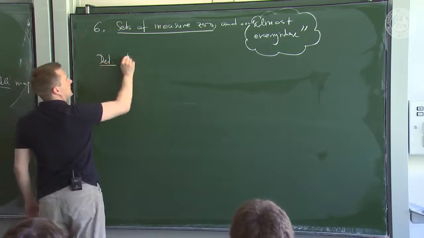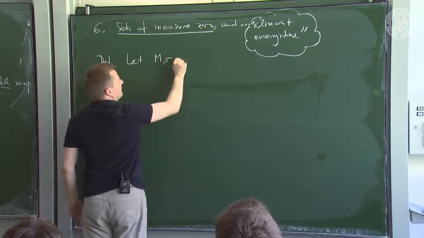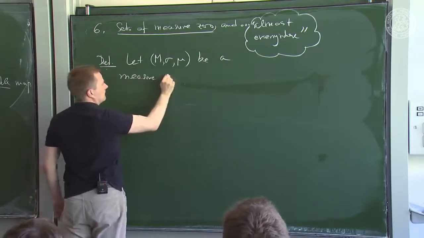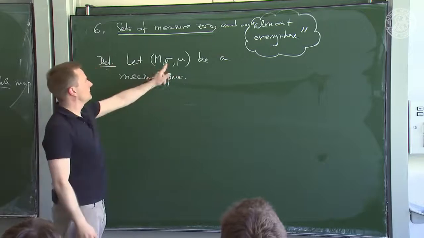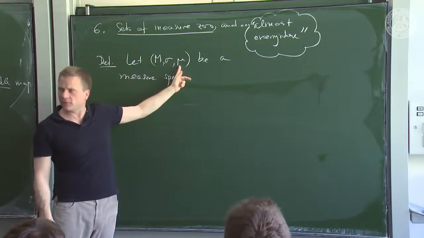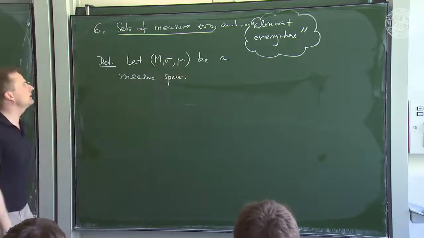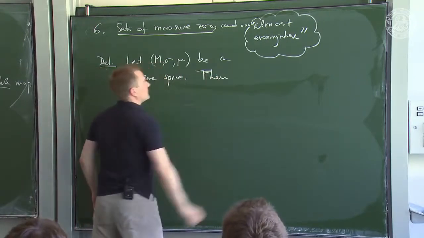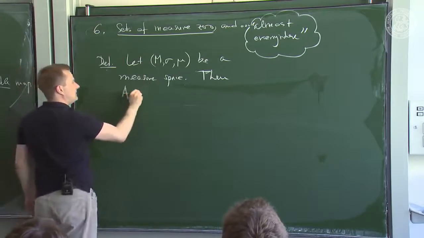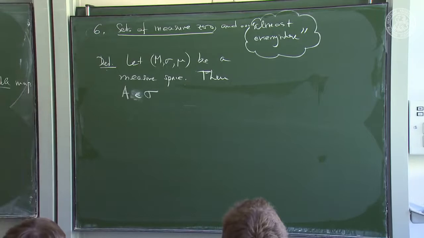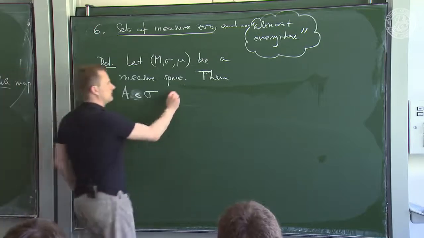Definition. Let M sigma mu be a measure space, a set with a collection of sets to which we can assign a volume, and an actual assignment of a volume to all the elements in the sigma. Let this be a measure space, then a set A that is measurable, I'm sorry, in sigma, is called a set of measure 0.